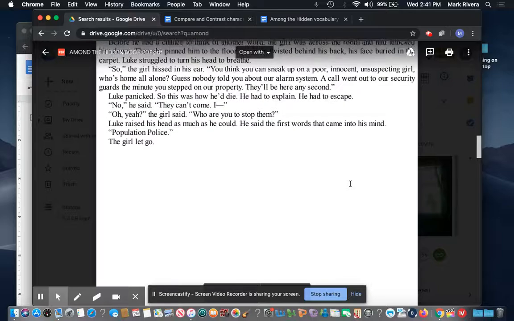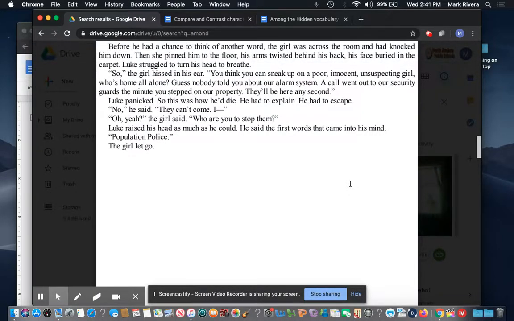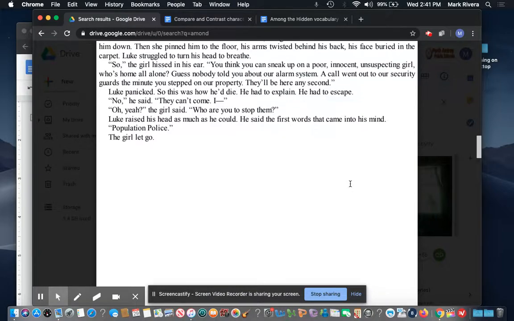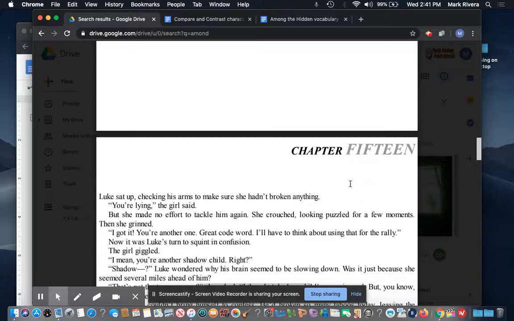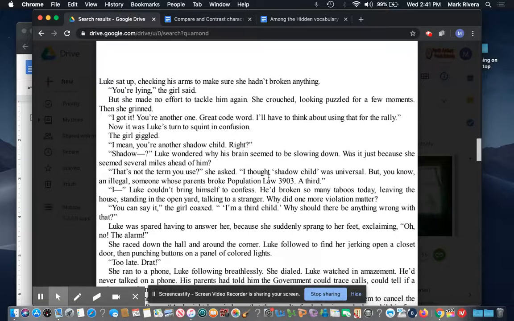All right, so remember we left off here, and we had Luke go inside the house, and the girl tackles him, and then she lets him up because he says that he is the population police. Okay, chapter 15. Luke sat up, checking his arms to make sure she hadn't broken anything. "You're lying," the girl said, but she made no effort to tackle him again. She crouched, looking puzzled for a few moments. Then she grinned. "I got it. You're another one. Great code word. I'll have to think about that, using that for the rally."